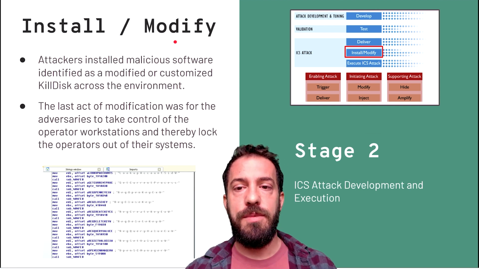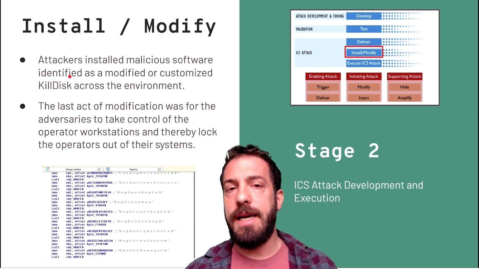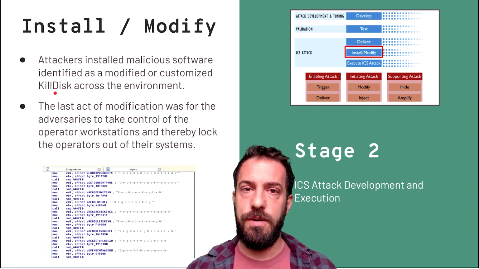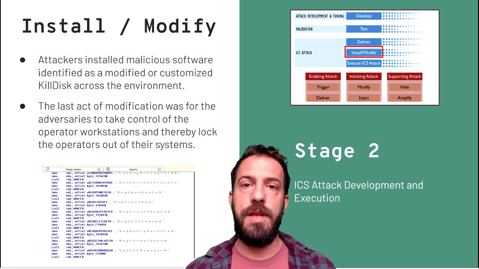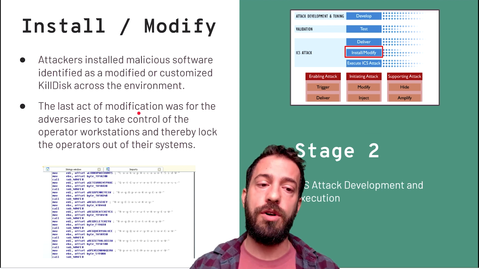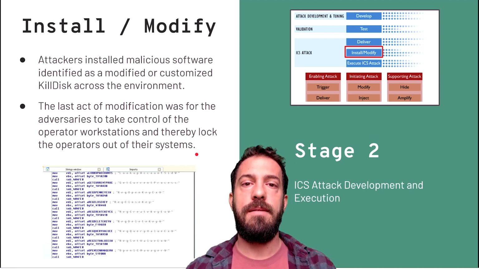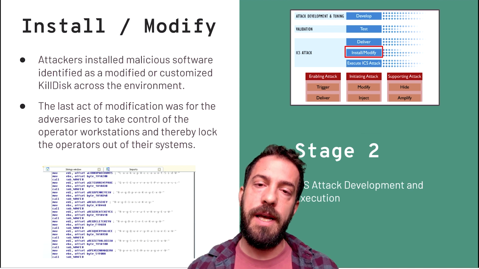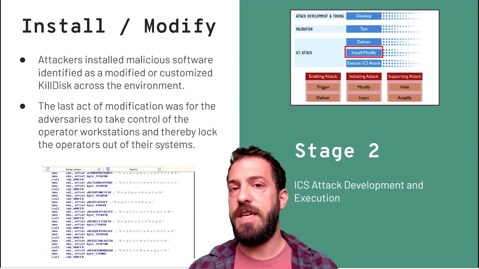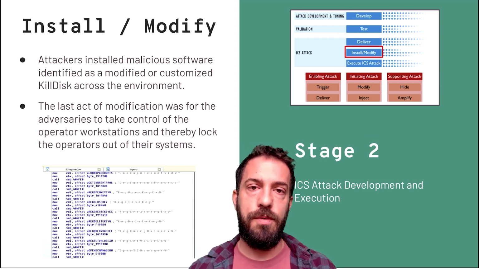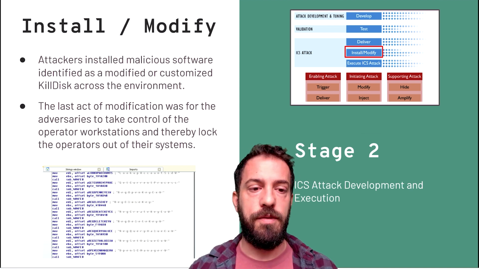And then installation, modification, the attackers install this kill disk. Kill disk is a mechanism for destroying the contents of the computer. And the last act of modification would be to actually make sure the operators were locked out of their systems. The lockout will prolong the outage, because if the operators could just log in and restore the system, then the attacker wouldn't have lasted as many hours as it did. They would be able to very quickly recover from the attack.